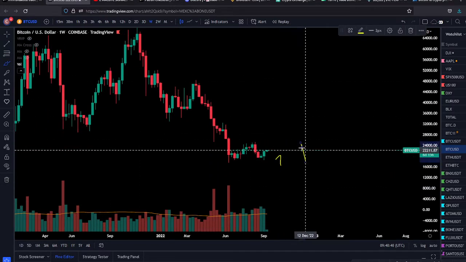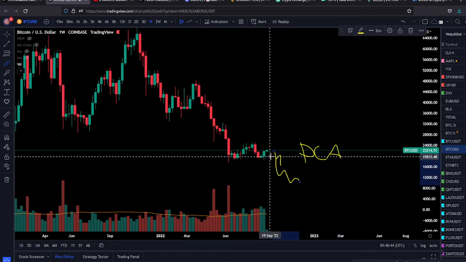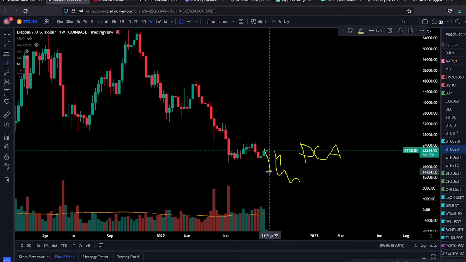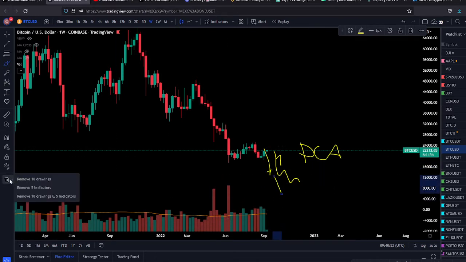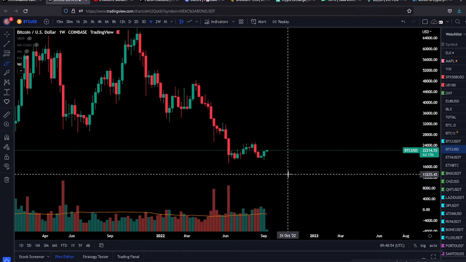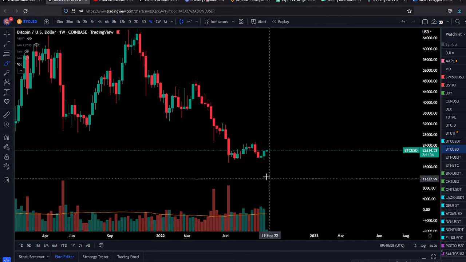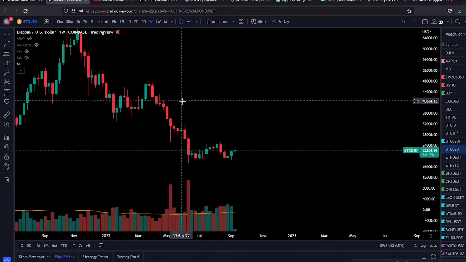You DCA, your dollar cost average, as the price goes down, okay? So let's say you bought 10K here at 20K, then it dropped to 15, you buy another 10K. It drops to 10, you buy another 10K, etc., and you spread it between time intervals, okay? Time and price discounts. That's the first strategy.